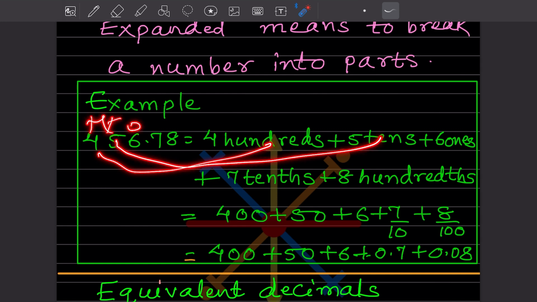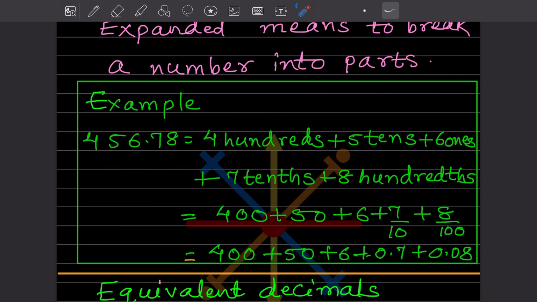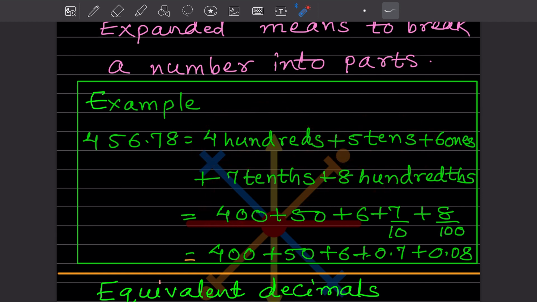So see here, this will be 400 because of hundreds, then tens: 5 tens, 6 ones. And this is going to be 7 tenths because this is tenths, and 8 hundredths. So what will you write here? 4 hundreds means 400. 5 tens means 50. And 6 ones means 6. And now I have shown you how to write this: 7 tenths means 7 by 10, and 8 hundredths means 8 by 100.